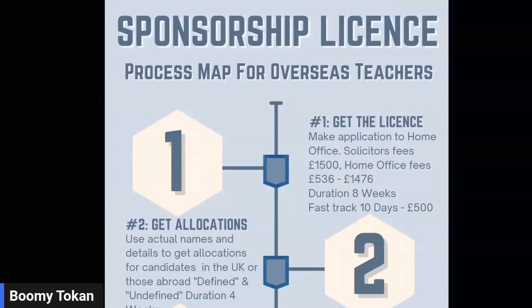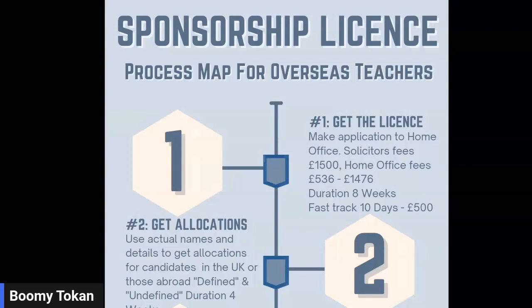Okay. The next point to make is that it takes around 8 weeks for you to get a response back from the Home Office. However, the Home Office, at the time of recording this, does have a fast-track system if you pay an additional £500 to get your license. So you will get your license in 10 days instead of 8 weeks. All right. That's the first thing you need to do. If you're using a solicitor, they will apply for you, request the relevant documents from you, send them with the application to the Home Office, and you'll get your license within 8 weeks.